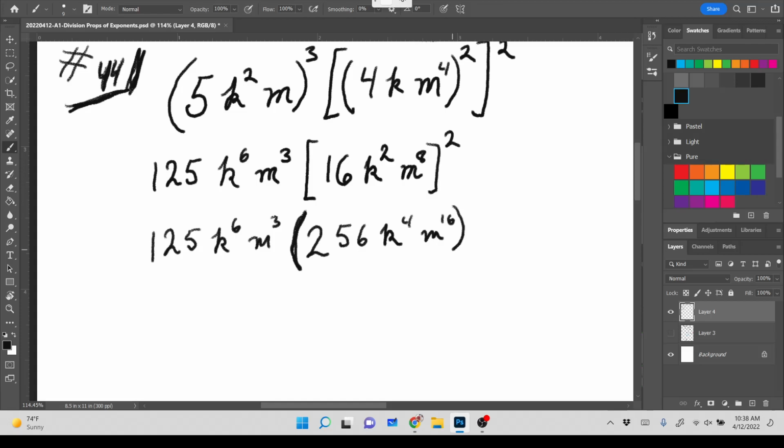So you don't multiply it times the m? It's not 2m? It's not 2m, it's m to the 8th squared. So it's a power to a power, so you multiply the exponents. Now we need to get the like terms together. 8 times 2 is 16. So it's not going to be 2m? No, because it's not 2 times, it's squared.